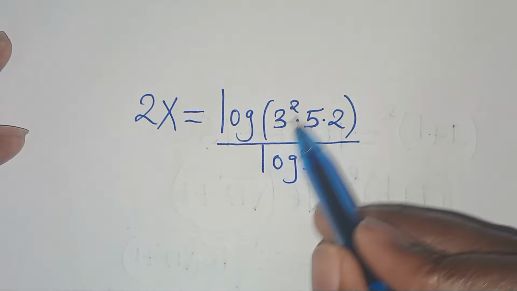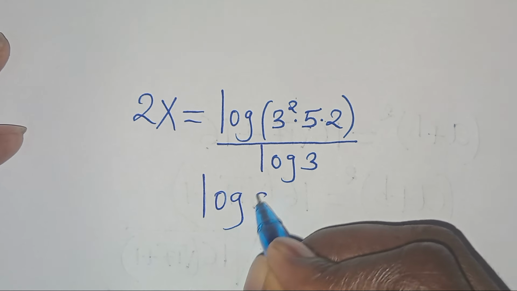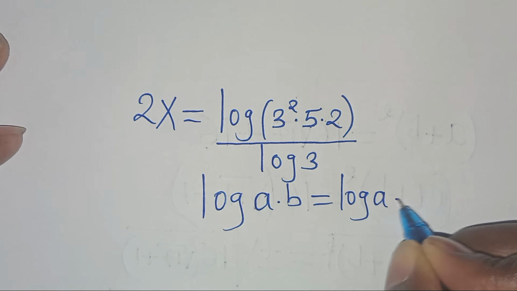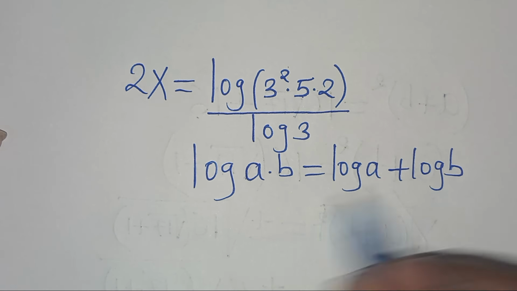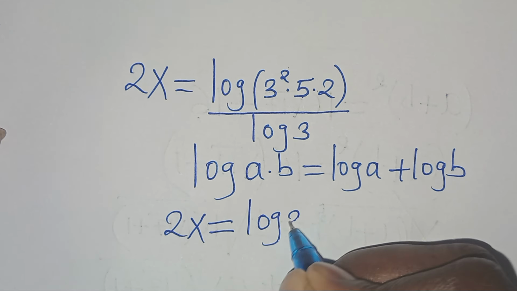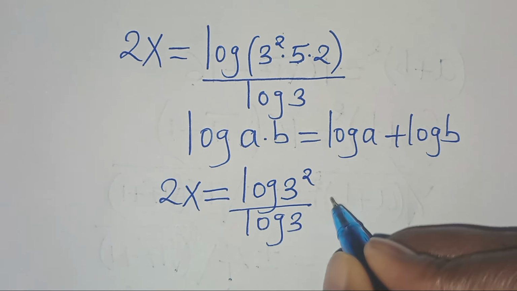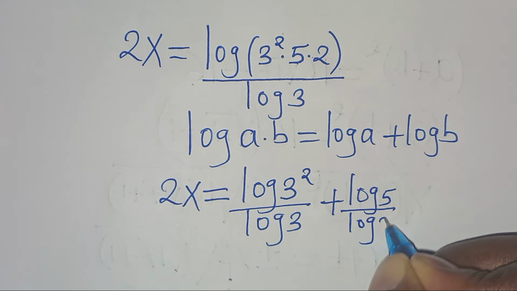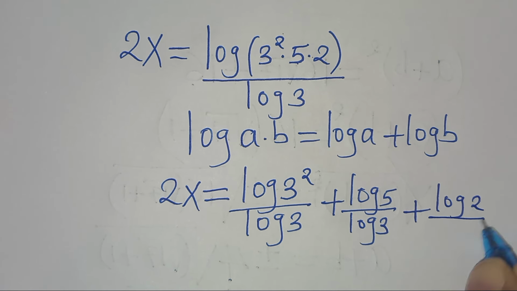Now we have that log 3 to the power of 2 times 5 times 2. This is in the form of log a multiplied by b, which we can express as log a plus log b. Applying this logarithm property, then we have 2x. This is equal to log 3 to the power of 2 divided by log 3, then plus log 5 divided by log 3, then plus here we have log 2 divided by log 3.